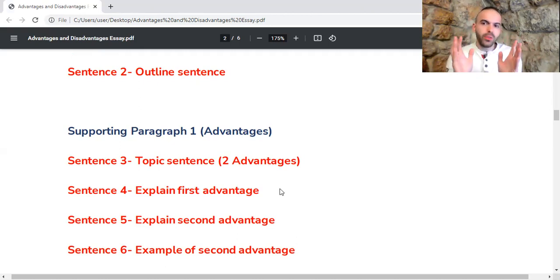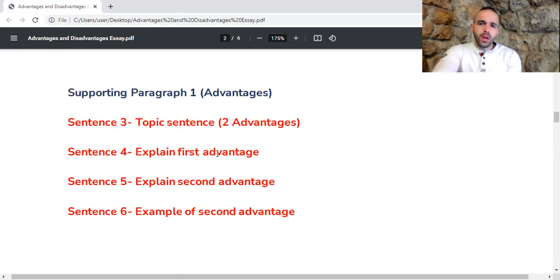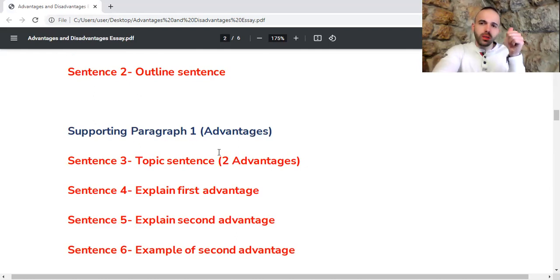No, it's okay. You can use two, but it's highly recommended to only focus on one, because you might miss out the explanation or an example or something, and then you will have to write a very long paragraph. So try to avoid this. Just focus on one advantage, explain it, and give an example about it. That's it. Okay? So as you can see, if you choose to write one advantage, then you just have to write a topic sentence, an explanation, and an example.